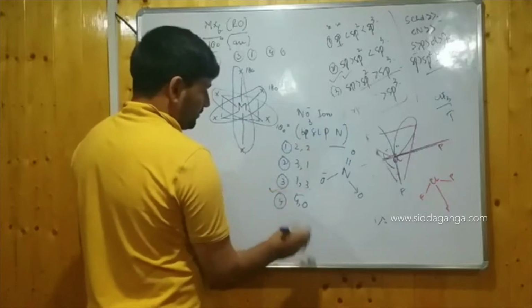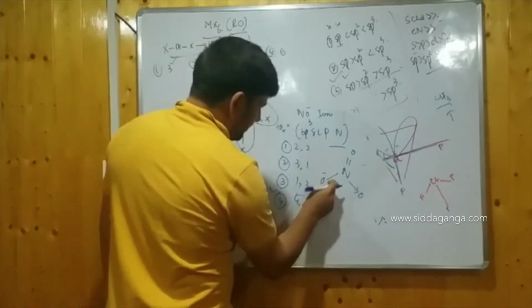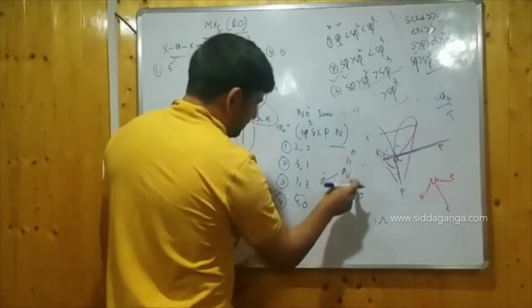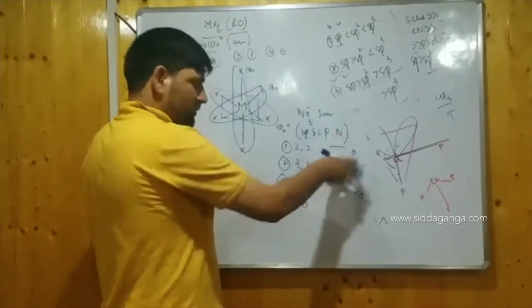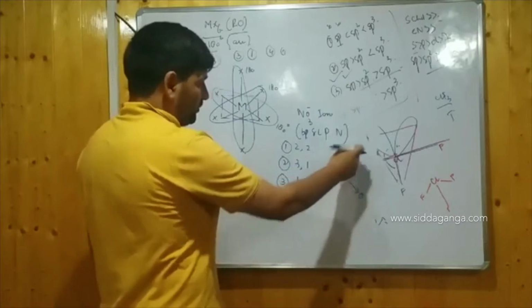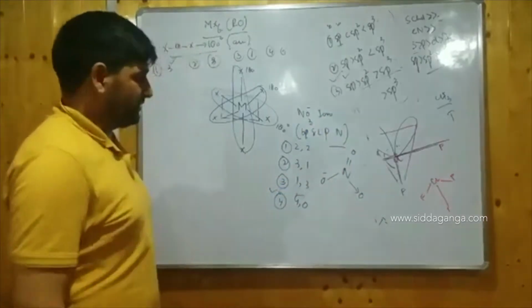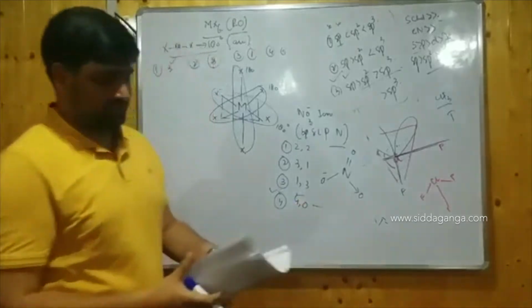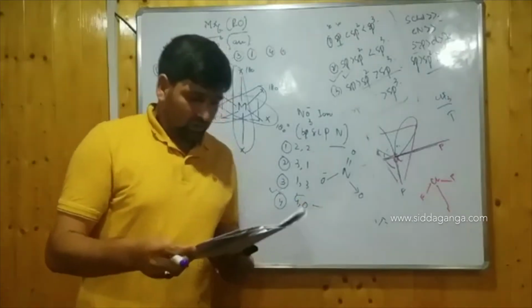So the correct option is 4. You can see 1, 2, 3, 4. There are 4 bond pairs, including sigma and pi bonds, all. So there are 4 bond pairs, and there is no lone pair on nitrogen. Clear or not? So the correct option will be 4, 0. Very good.